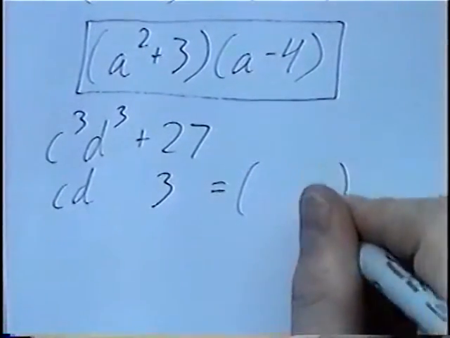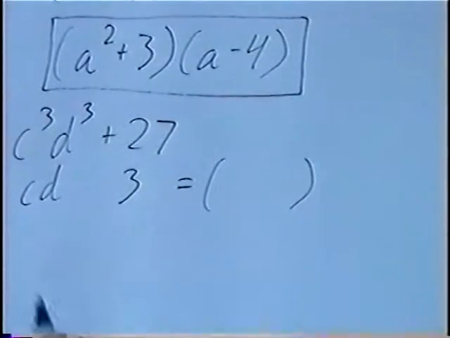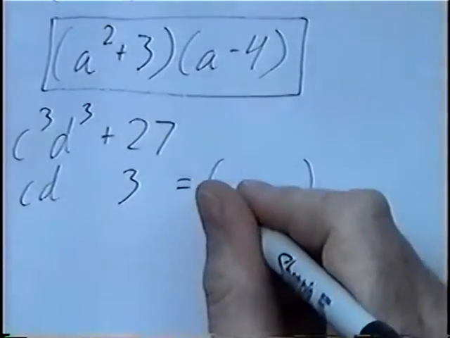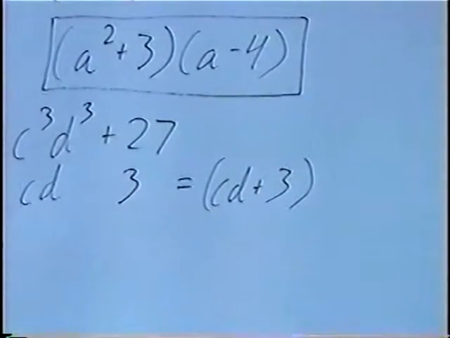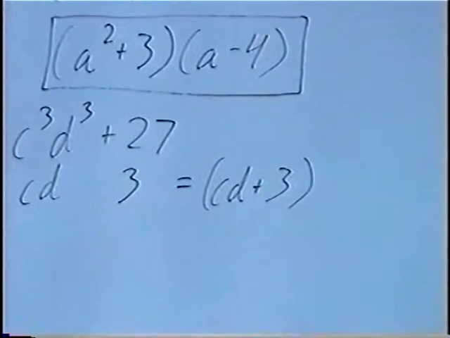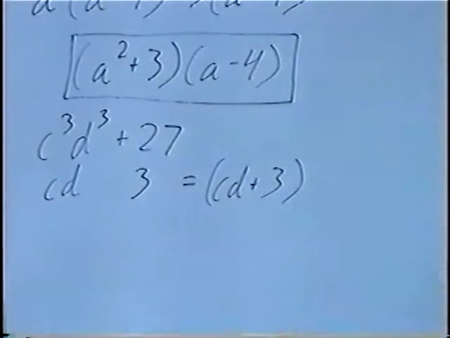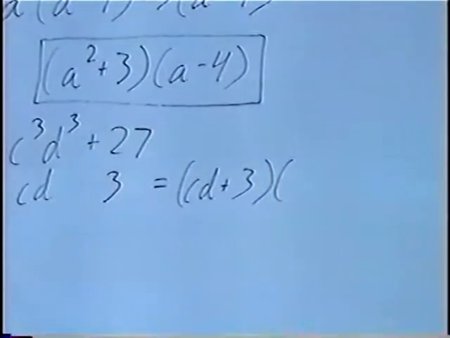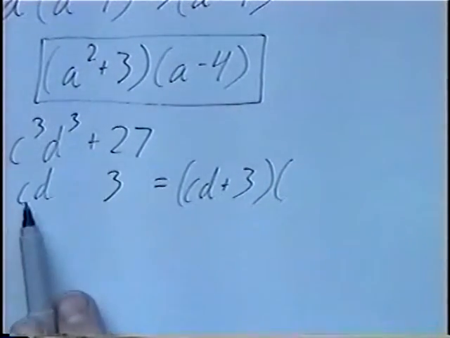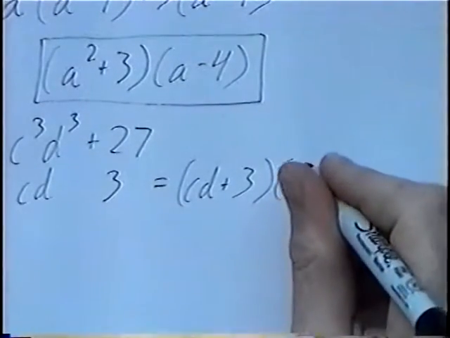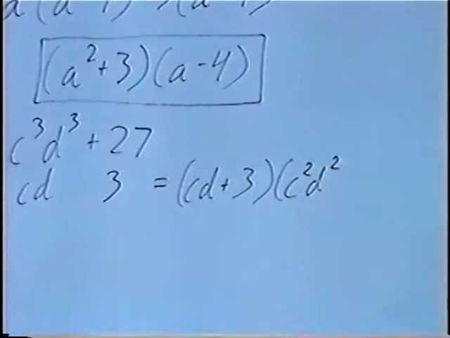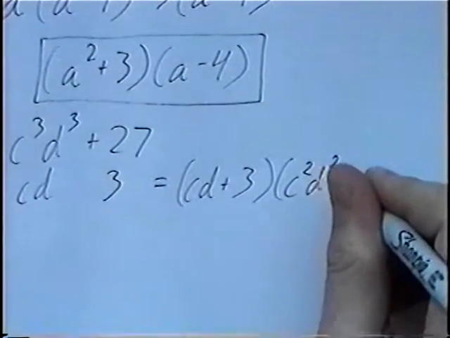The first parentheses is just the terms cd and 3, and we'll keep the plus sign from the sum of cubes. So we'll have cd plus 3. The second parentheses will be a trinomial. The first term is cd squared, so this will be c squared d squared. The second term will actually have a minus sign.